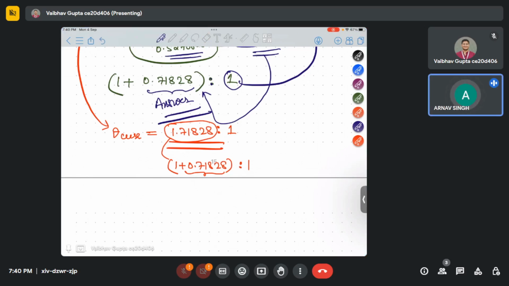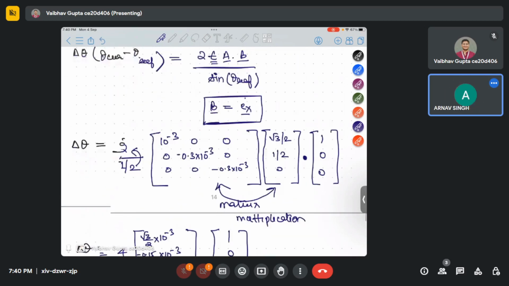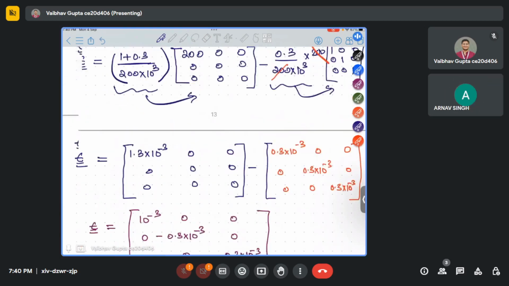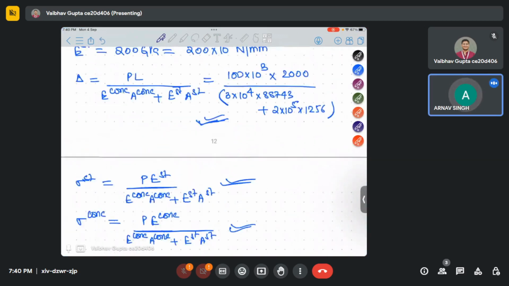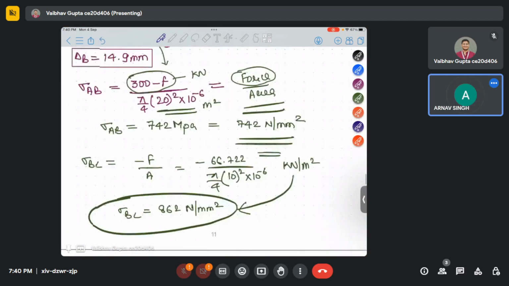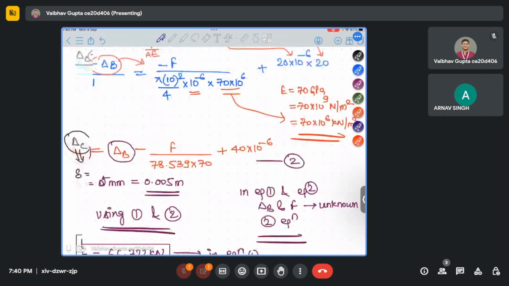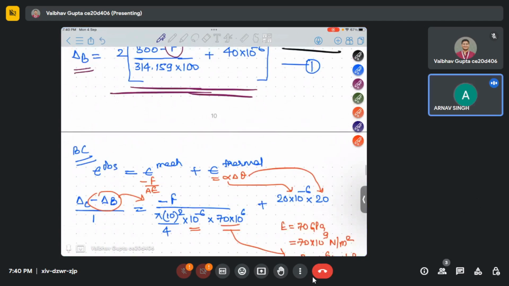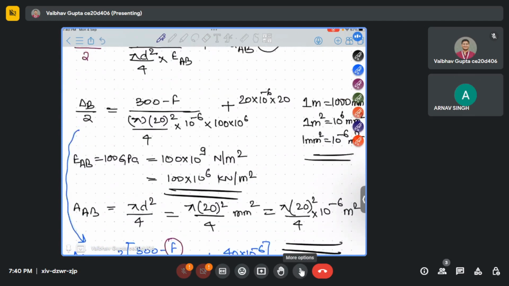Sir, in the question above, how much displacement came at point B? The question above, which this one? How much displacement came in the first question at point B? You can go back and see question 1. I have explained you this thing.